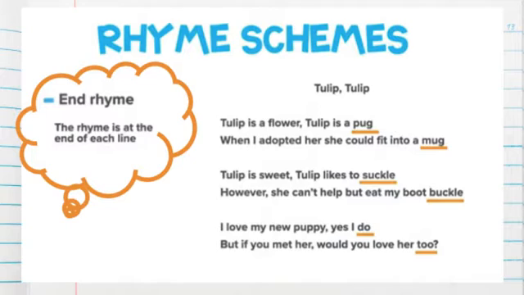So in this poem, Tulip, notice that there are 3 stanzas. Do you see that? This group of lines is 1, 2, and 3. In these 3 stanzas, each line at the end rhymes with each other. In the first stanza, we have pug and mug. In the second stanza, we have suckle and buckle. You see how the end words are rhyming with each other? And then in the third stanza, we have do and to. So this poem follows an end rhyme scheme.